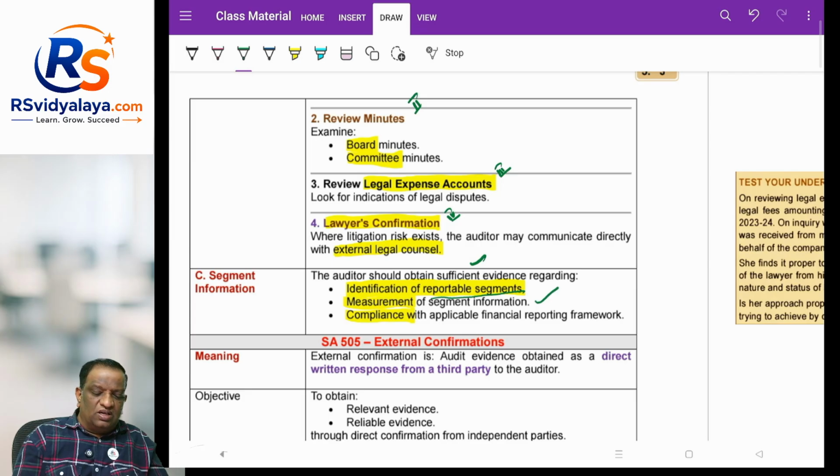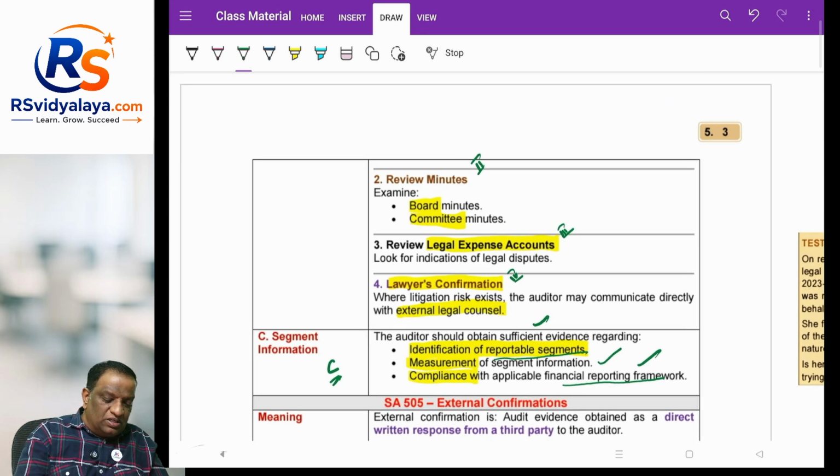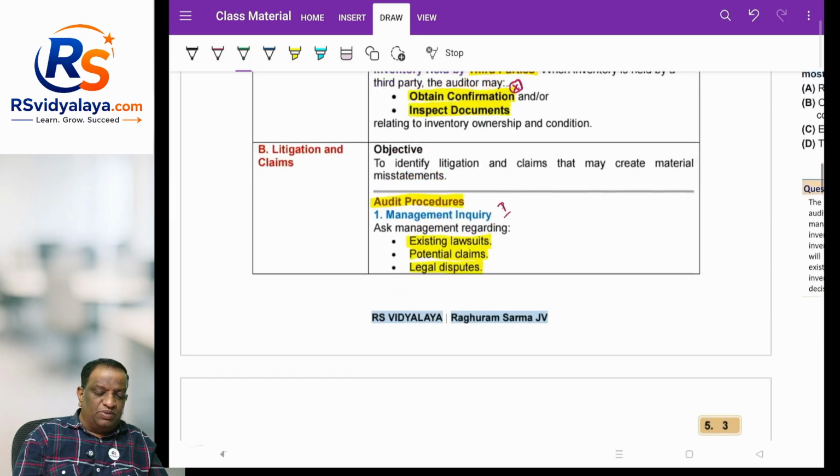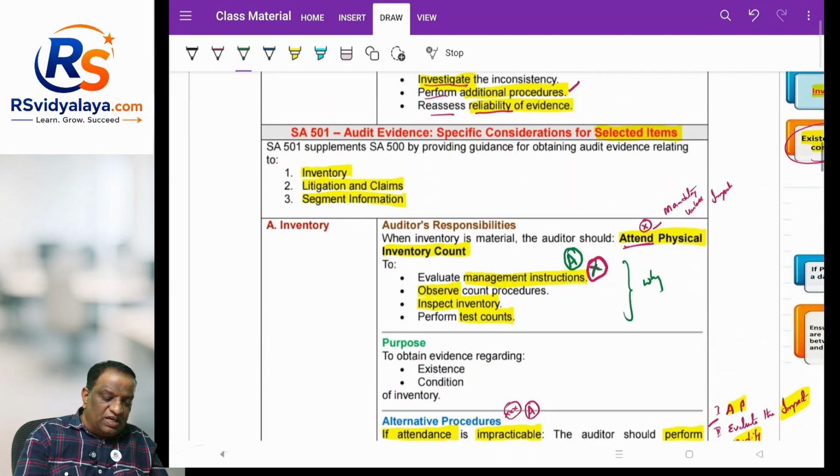Whatever information they are giving, is that correct? Measure that. And then compliance with the applicable financial reporting framework as far as disclosures are concerned. So, this is basically a C category item, and litigation, I would say, is a B category item from the exam perspective, but what is repeatedly questioned is your A category item.